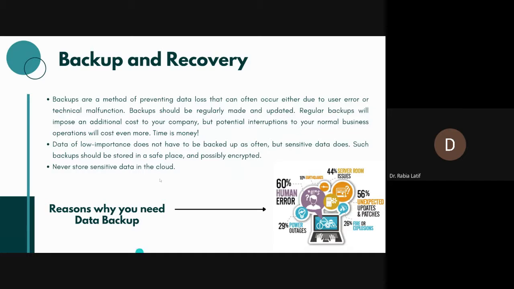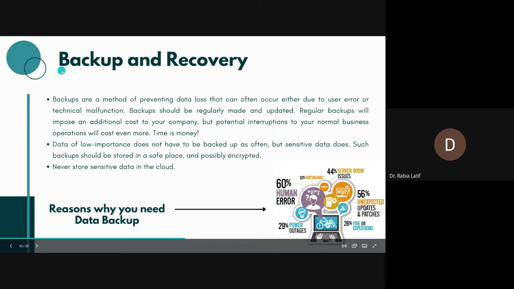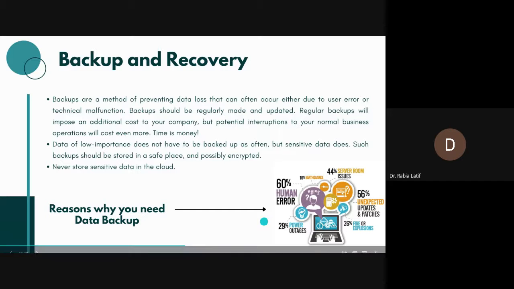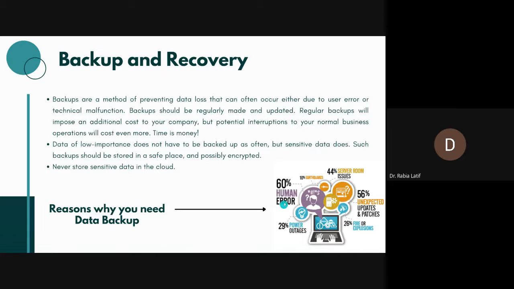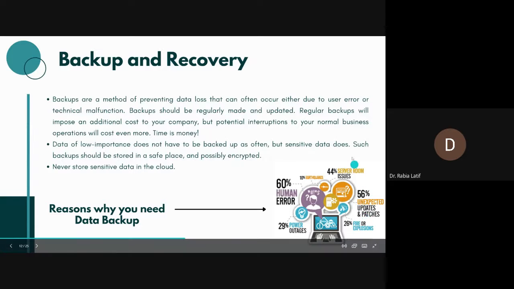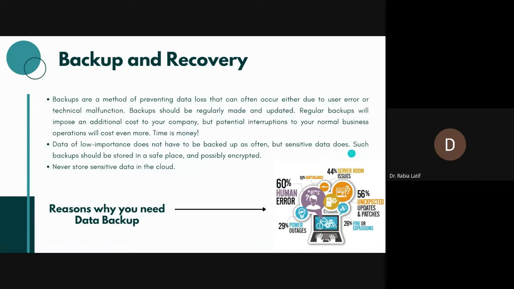Okay, so what are the common reasons why we need data backup? For example, 60% is due to human errors. Maybe they accidentally delete the data, maybe there is some technical issue in the system. Then 56% unexpected updates and patches. Sometimes we receive unexpected updates in the operating systems and the applications, so this may be a cause for your data loss as well.